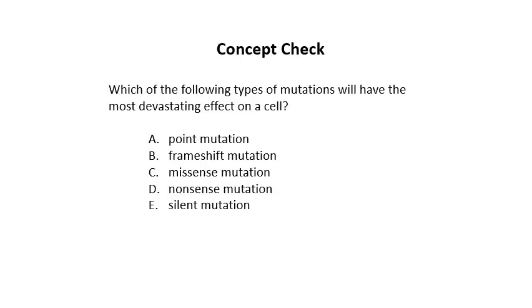All right, so which of the following types of mutations has the most devastating effect on a cell? And the answer is B. A frame shift mutation is going to be the most devastating because usually it will affect every single amino acid from the point of the shifted frame on down.